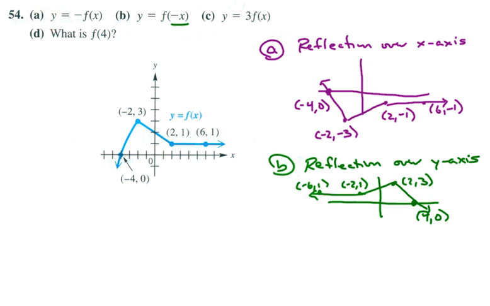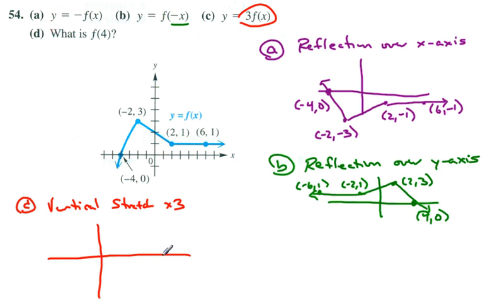All right, our last one, C, has 3 times f of x. So when we do C, 3 times f of x, that's going to be a vertical stretch, or we're multiplying by 3. So let's do this. We're going to have to get this a little out of room, so it might not be quite as easy, but we're going to multiply the y value by 3, okay? So this is basically saying 3 times my y value. My x value stays the same.